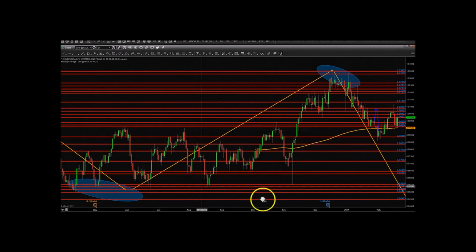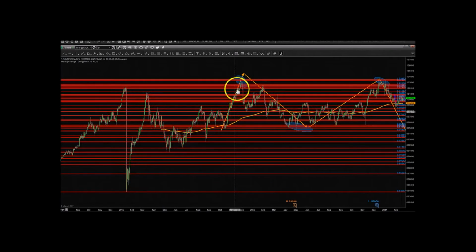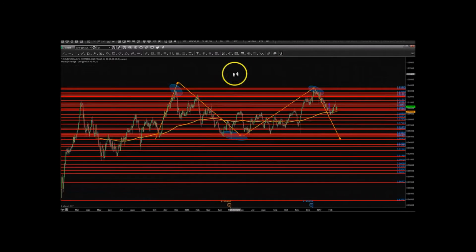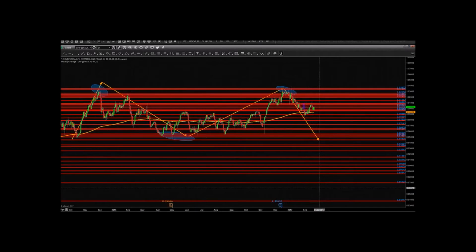And we also had, it's kind of interesting, a topping pattern here, this double top, an M, and usually the target is down here. It's 95.15.